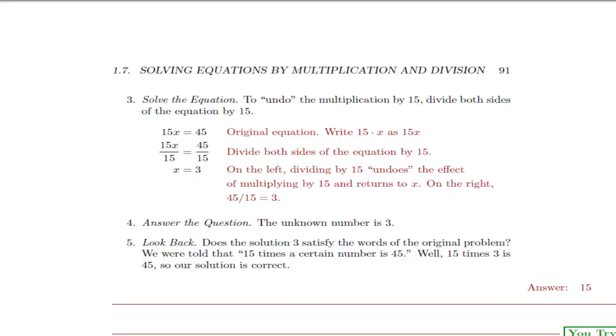So on the left, dividing by 15 undoes the effect of multiplying by 15 and returns us with x, and on the right, 45 divided by 15 equals 3. Therefore, step 4, the answer to the question is the unknown number is 3.